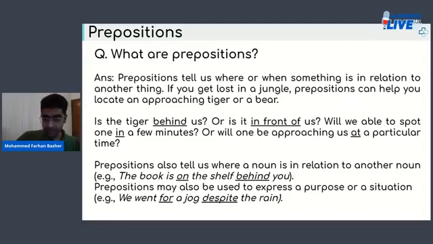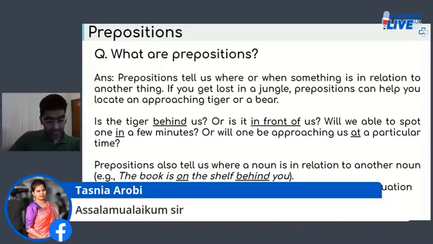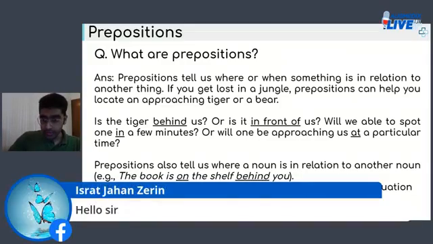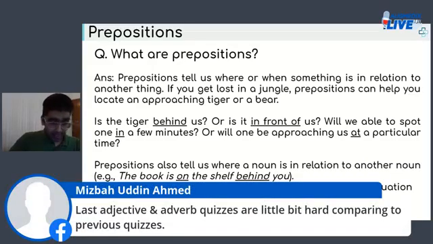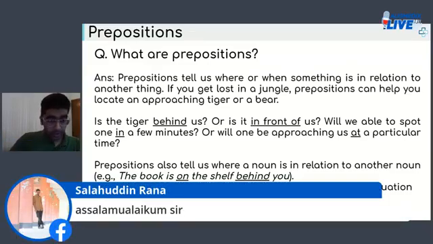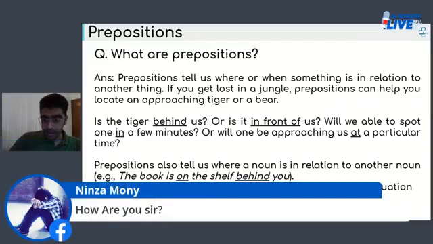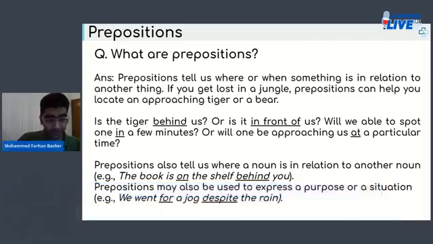I've got some greetings over here. Tasniya Arabi says, Assalamu alaikum, sir. Wa alaikum assalam to you. Niloy Hassan says, good evening, sir. Good evening to you too. Israt Jahan Zarin says, hello, sir. Hello. Misbah Ahmed says, last adjective and adverb quizzes are a little bit hard compared to the previous quizzes. Oh, is that so? Okay, that's not bad. Salahuddin Rana says, Assalamu alaikum. Wa alaikum assalam. Thank you all for joining my session and making it more fruitful. How am I? I'm good, alhamdulillah. Thank you for asking, Ninzamoni. How are you? Let me know how you're doing.